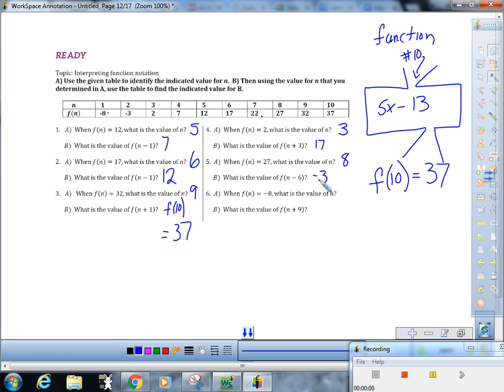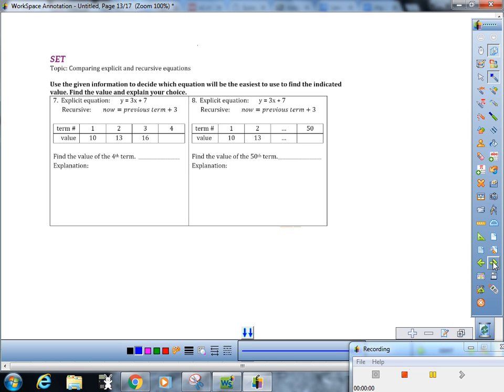When f of n is negative 8, what is the value for n? N is 1. What is the value of f of n plus 9? Well, n is 1, so n plus 9 is 10. And f of 10 equals 37. This is a concept that students struggle with in their entire algebra career. So this book is just going to keep giving you practice at this. That's what these videos are for. If you didn't know what the heck it was asking for, then that's what the video is for. Okay?